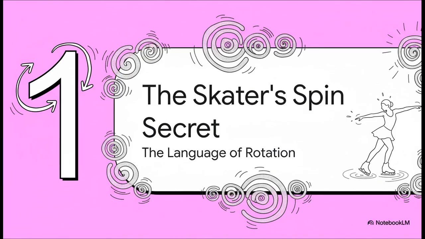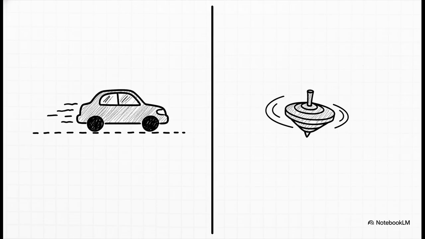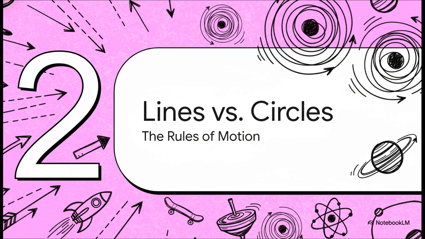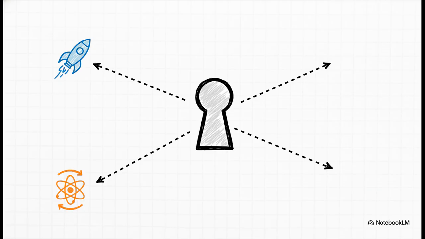Okay, so to crack the code on the skater's secret, we've got to learn the basic language of spinning things. And you know what? The absolute best way to get it is to compare it to something we already understand intuitively, just moving in a straight line. So let's put them side by side, the rules for moving straight versus the rules for going around in circles. You're about to see they're basically perfect mirror images of each other. It's kind of wild. In fact, you'll find that for almost every concept we have for linear motion, stuff like distance, speed, mass, there is a direct twin in the world of rotation. It's like a secret code, and we're just about to crack it.